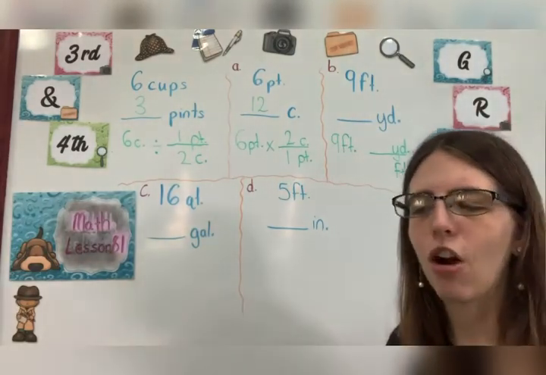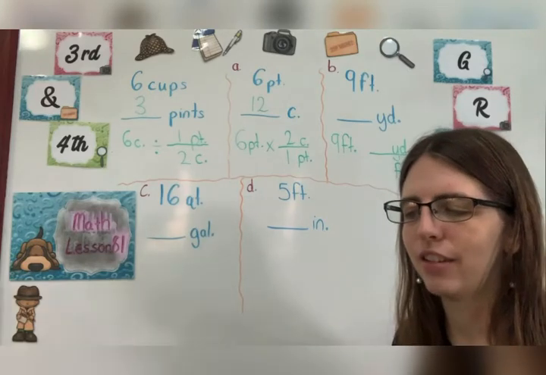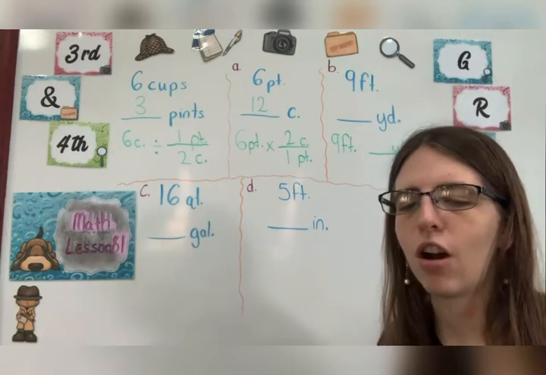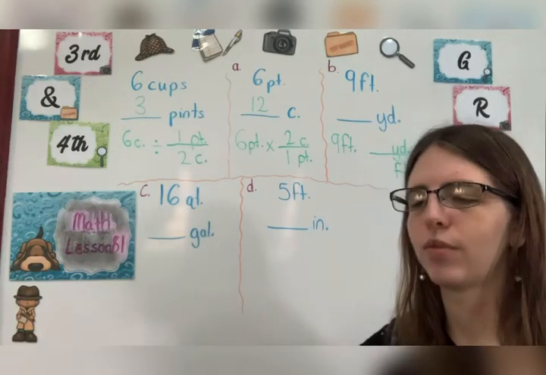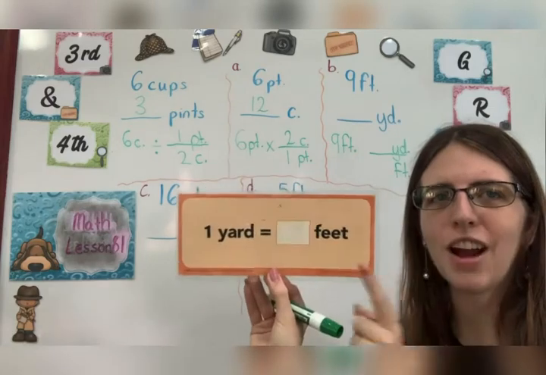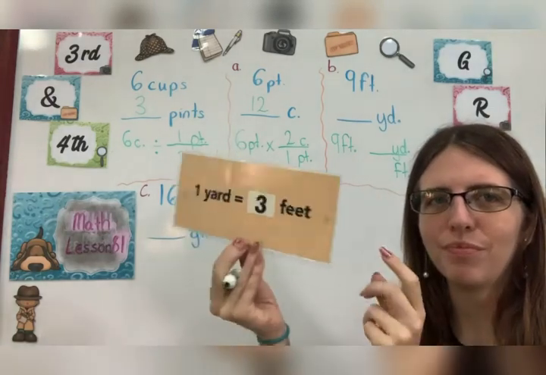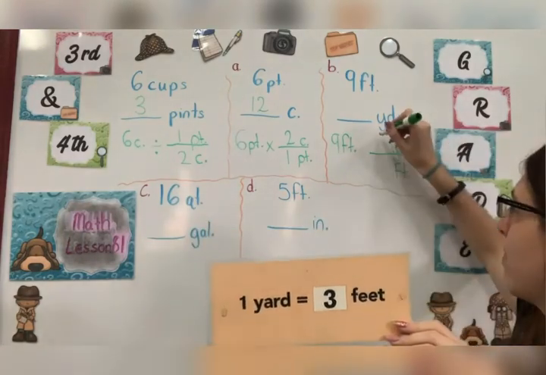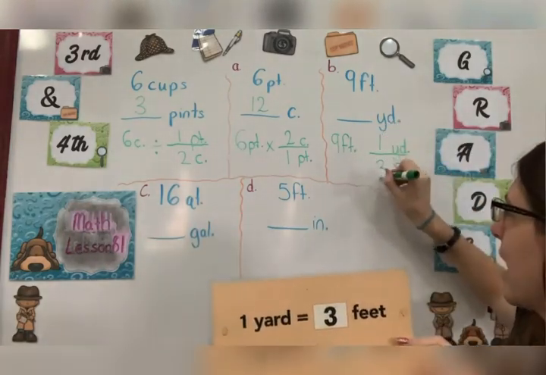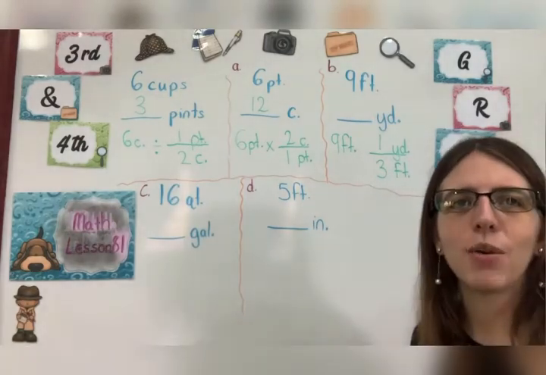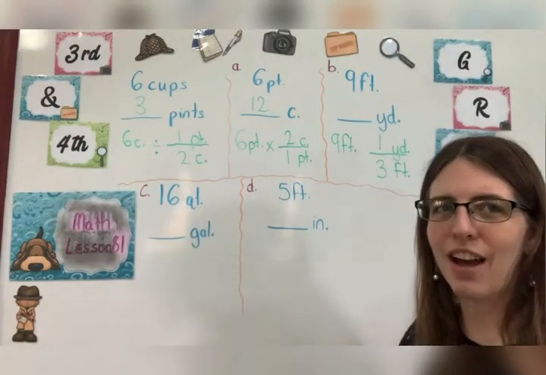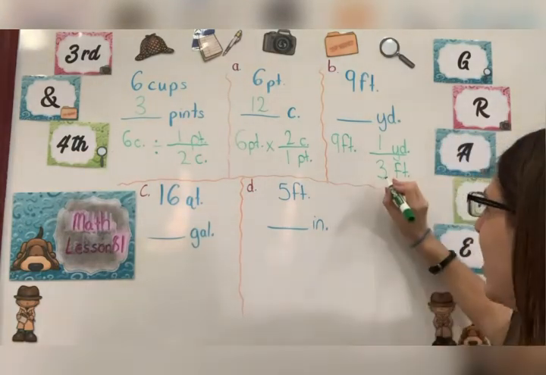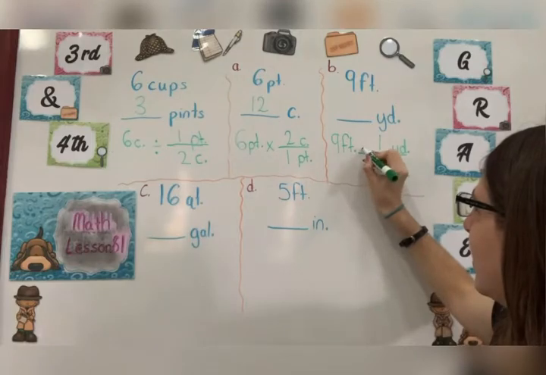Now, how are yards and feet related? Let me look for our card right now. Here it is. Okay. 1 yard equals how many feet? 1 yard equals 3 feet. So I put 1 with my yard and 3 with my feet. Am I going to multiply or divide? Well, my number that's greater than 1 is on the bottom, so I will divide.